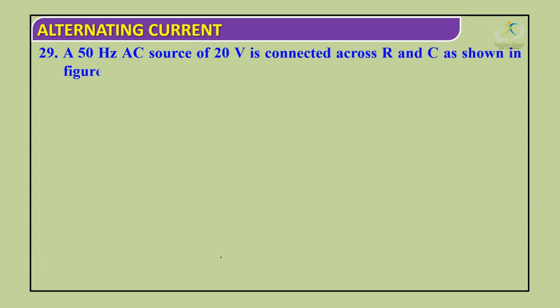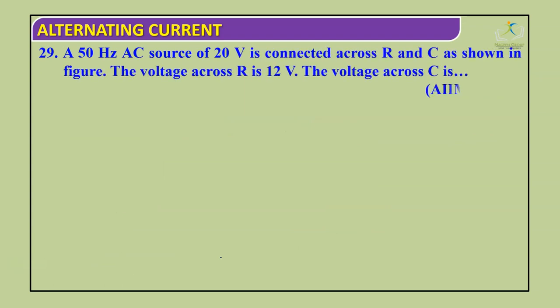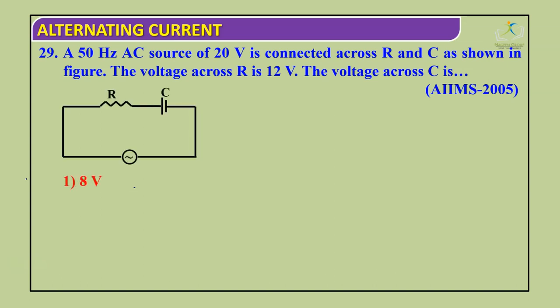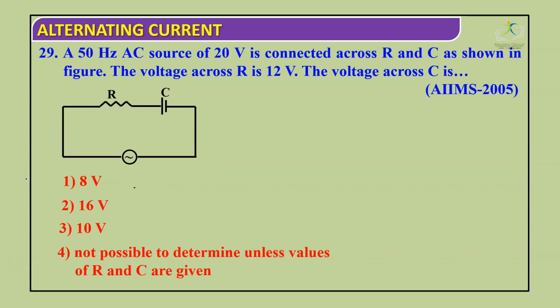Next, we have a question. A 50 Hz AC source of 20 volt is connected across R and C as shown in the figure. The voltage across R is 12 volt. Then the voltage across C is, we have options: 18 volt, 16 volt, 10 volt, not possible to determine unless values of R and C are given. Answer is 16 volt.